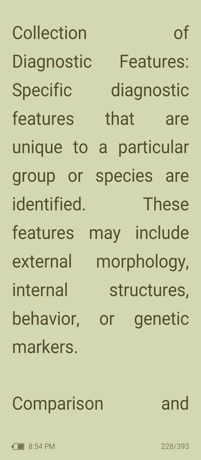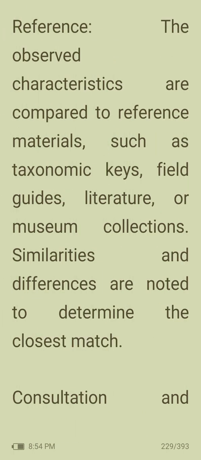Then collection of diagnostic features. Specific diagnostic features that are unique to a particular group of species are identified. These features may include external morphology, internal structure, behavior, or genetic markers. Then comparison and reference. The observed characteristics are compared to reference materials such as taxonomic keys, field guides, literature, or museum collections. Similarities and differences are noted to determine the closest match.